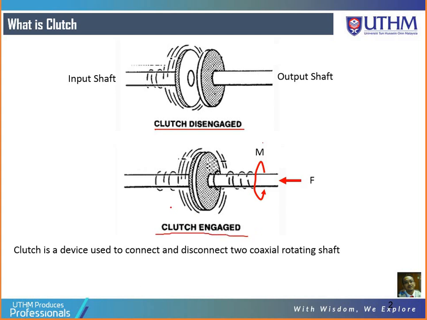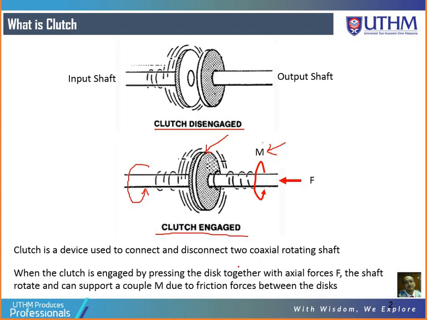So here what we can say is that the rotational speed at the input shaft is also being transferred to the output shaft. Also, the moment or couple is also being transferred to the output shaft because of the friction that occurred here. So actually, a clutch is a device used to connect and disconnect two coaxial rotating shafts.